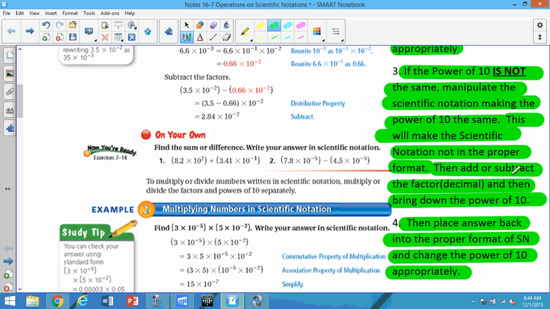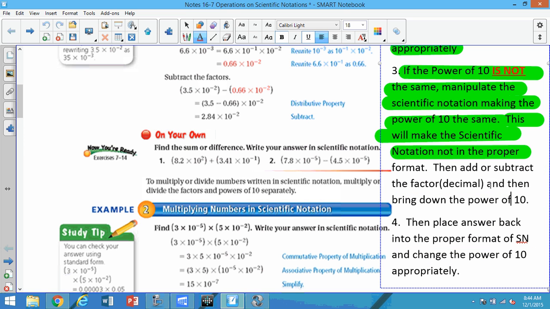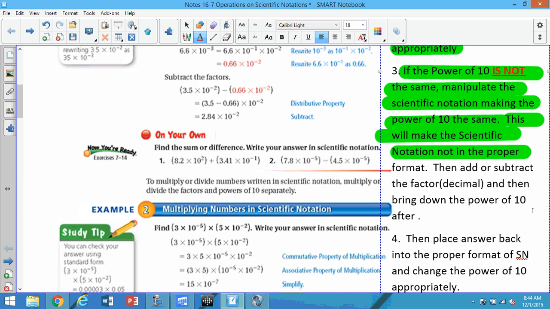Now, you have to add or subtract the factor decimal, but then you also have to add or subtract the power of 10. I probably should have written that in here. So let me just, real quickly, take off this. I'm going to add and bring down the power of 10 after you add or subtract the exponents.